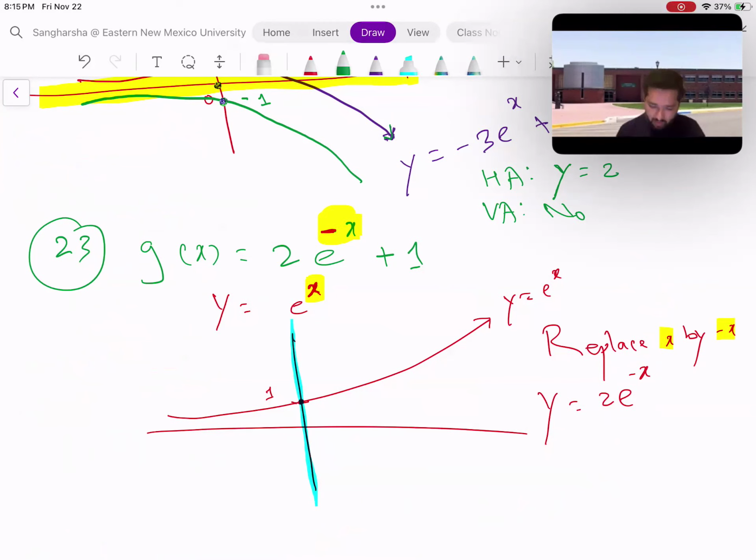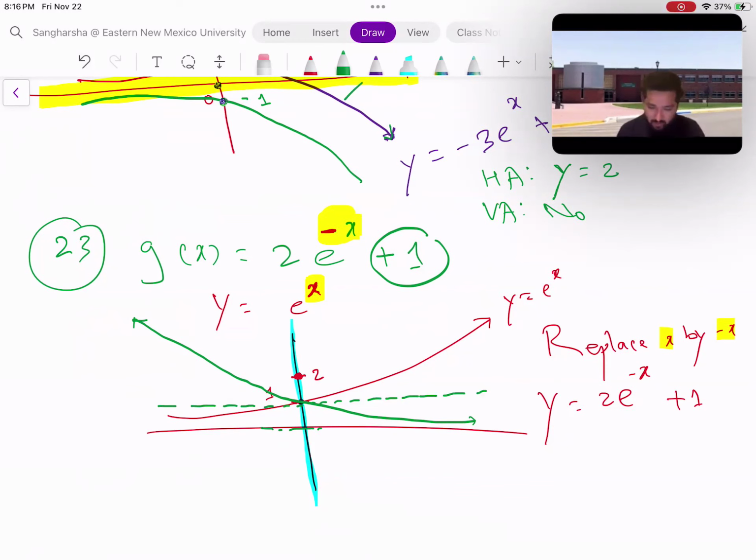So what does the graph look like? Does the graph look like this? Okay, this is the graph. Now you have to add 1. So adding 1 means you are moving this graph vertically up by 1 unit. So this is 2, so your y-intercept has to be here. And the horizontal line, we had the horizontal line at 0, now your horizontal line is at 1. So your graph looks like this. So this is our g of x.